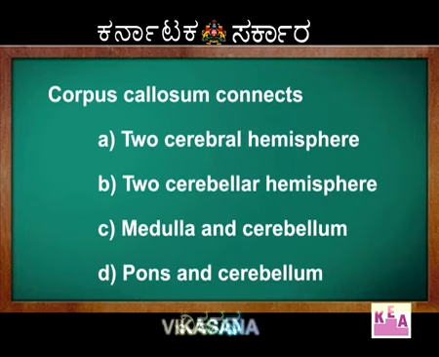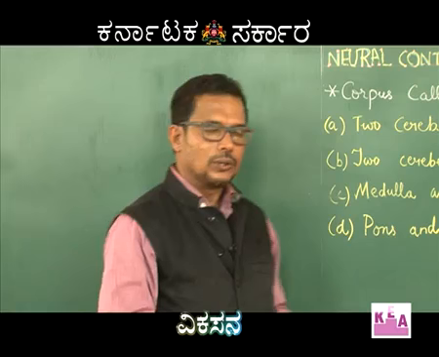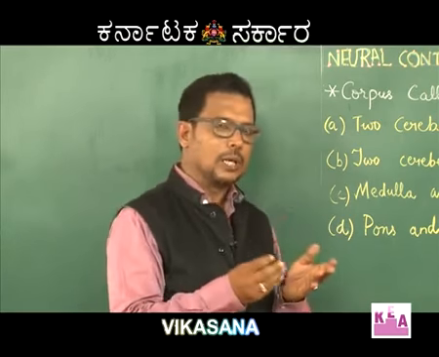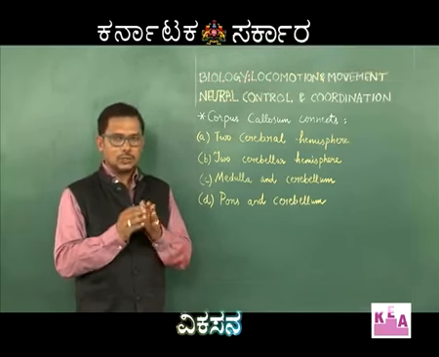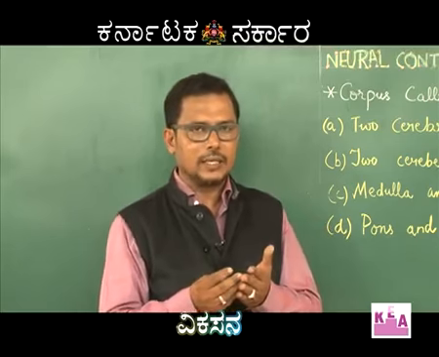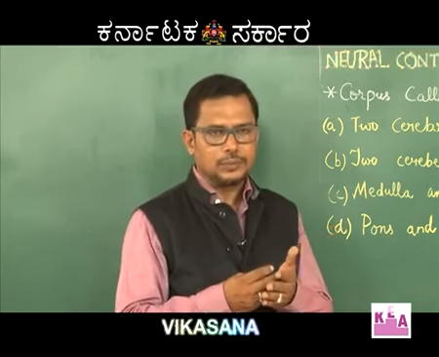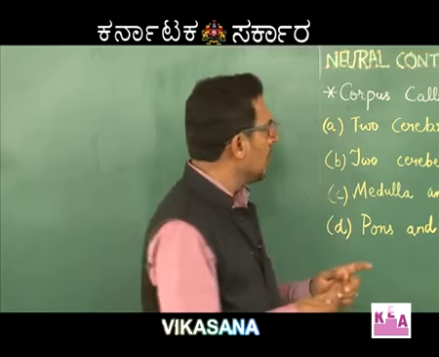Students, now let us take up some questions related to chapter neural control and coordination. Question is, corpus callosum connects option A, two cerebral hemispheres, option B, two cerebellar hemispheres, option C, medulla and cerebellum, option D, pons and cerebellum. Here, as you all know, the cerebrum is made up of 2 hemispheres, left cerebral hemisphere and right cerebral hemisphere. These 2 hemispheres are connected from inside by tissue made up of axons of neurons, that is called corpus callosum.